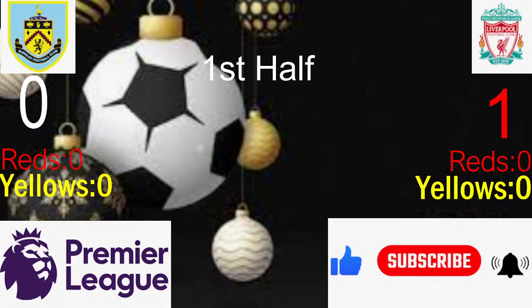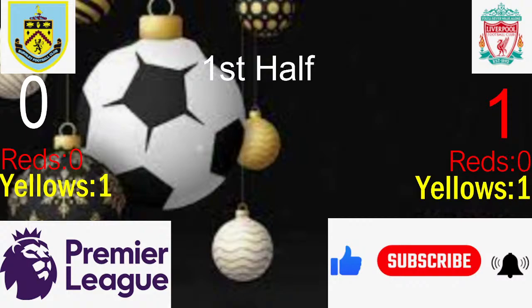Trent Alexander-Arnold driving forward. The pass is all right. Harvey Elliott is going to play it to Salah, and Salah's going to shoot. And the save by James Trafford. Salah still not able to find the back of the net. He has hit the bar, Mo Salah, and he has seen a few shots denied by James Trafford, and that's another one.